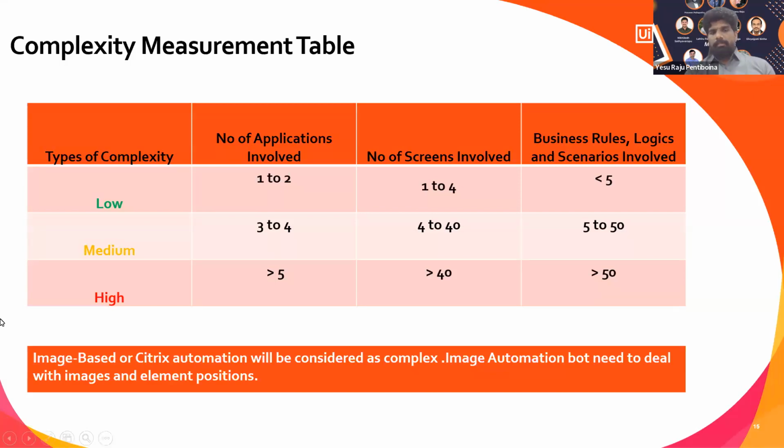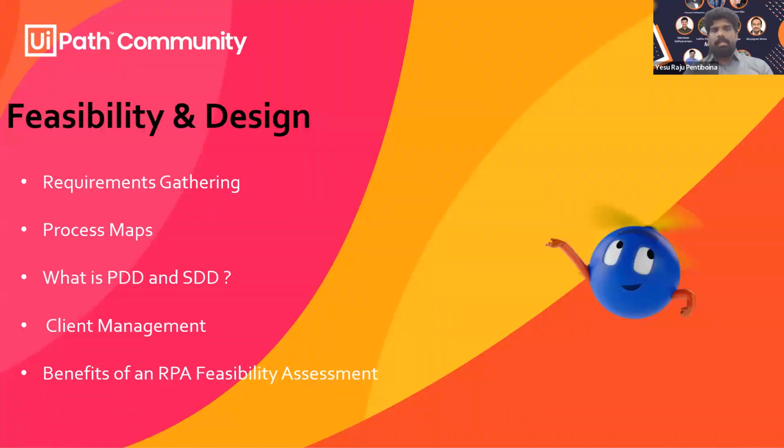So you can see the point here. When an automation is image based or involves Citrix or VDI, then that is automatically calculated as complex. Why? Because we deal with positions and images. So that's about the complexity measurement.